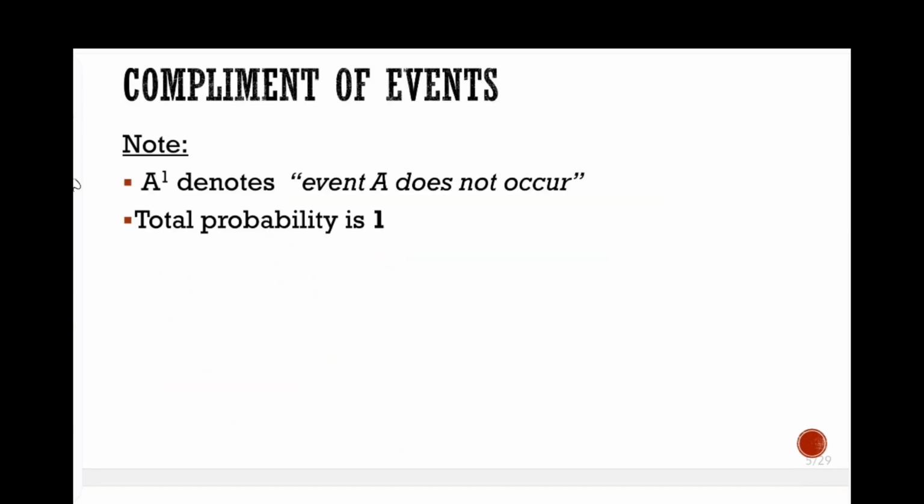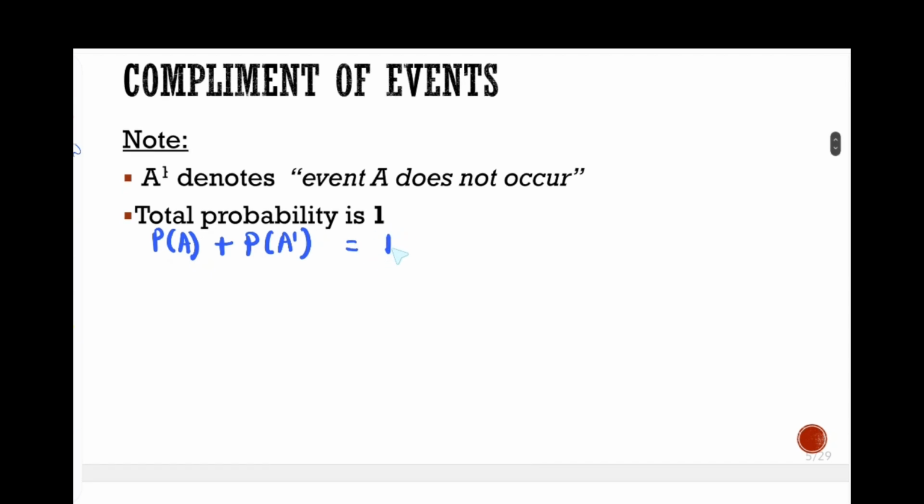Next, I'm going to introduce something known as the complement of events. We should take into consideration that when you see a prime, which is pronounced as a complement, A prime means that event A does not occur. We should also note that the total probability is always 1. So what does it mean? It means that when I get the probability of event A occurring and add it to the probability of event A not occurring, I must end up with 1, since the total probability is always 1.